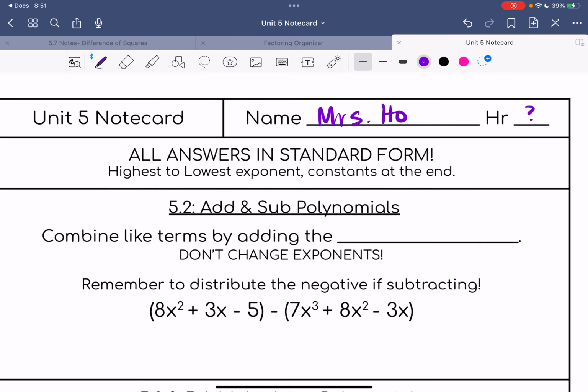So the very first thing, this doesn't apply to just one section. This applies to every section. All answers for this entire test should be in standard form. Highest to lowest exponent, constants at the end.